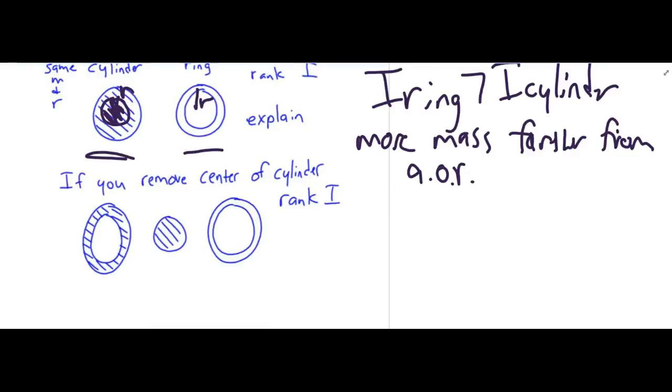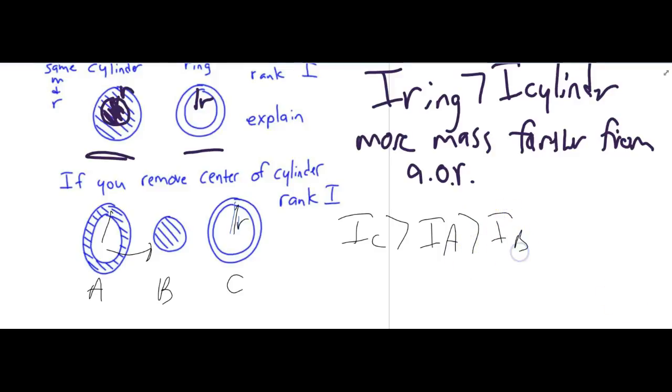On to the next one. What happens if I remove the center? Well, in this problem, all of the mass is at a distance R. Okay. Here, I still have a ring, but I now have removed some of the mass, right? I took that mass out. So let's call this A, B, C. So I of C is the greatest because it has more mass on the outside. Then I would say I of A, okay, and then I of B.